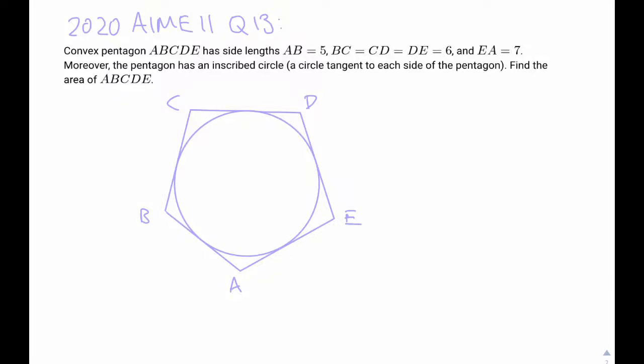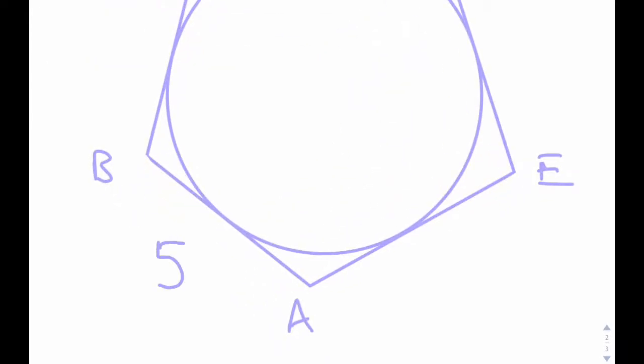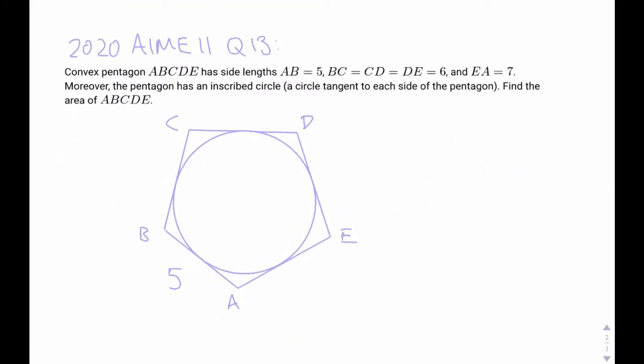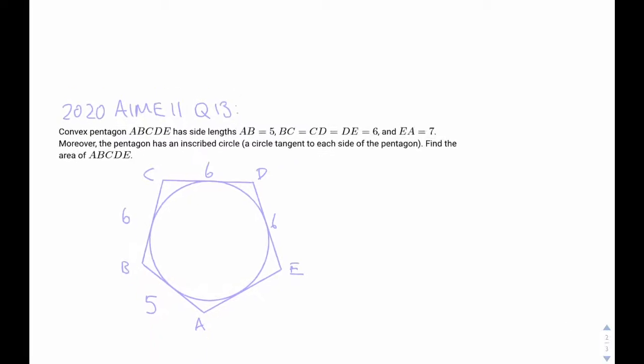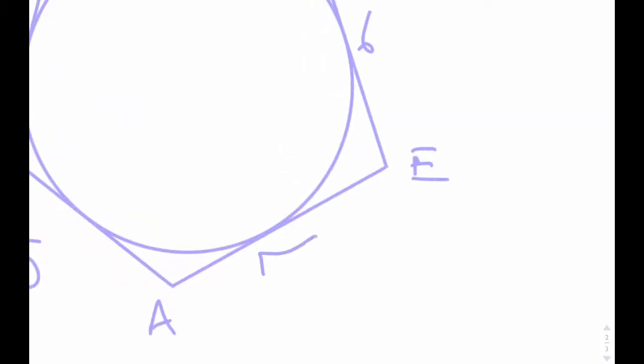Hi everyone. Today we're going to be going over the 2020 AIME 2 question 13. So let's get started. Convex pentagon ABCDE has side lengths AB equal to 5, BC equals CD equals DE is equal to 6, and EA is equal to 7.